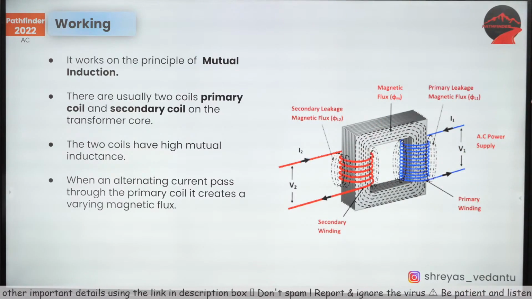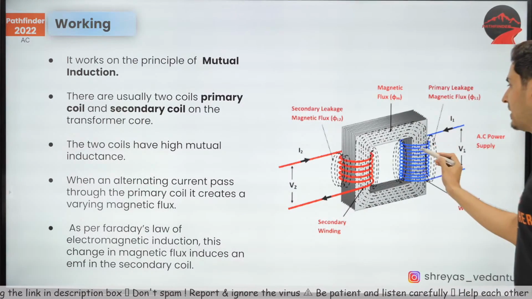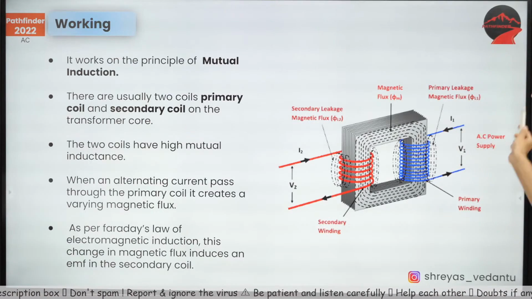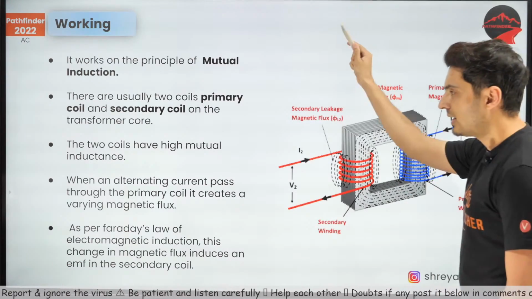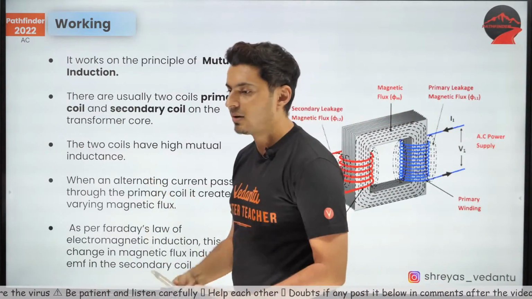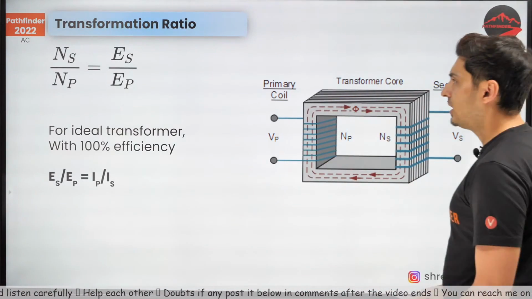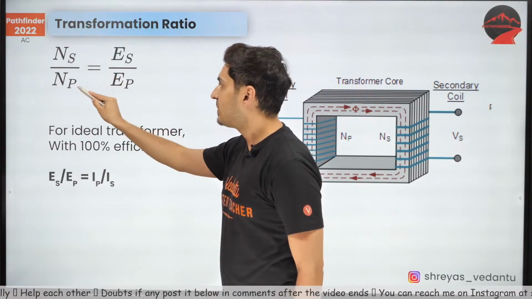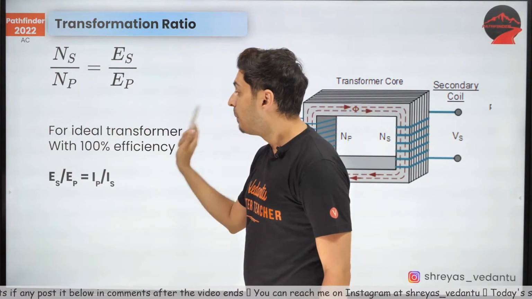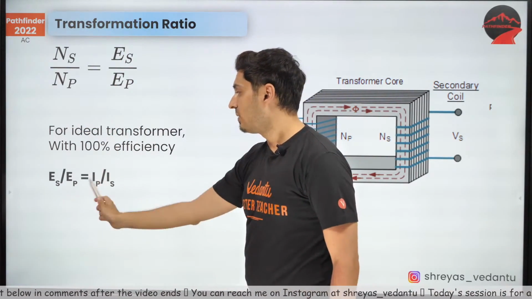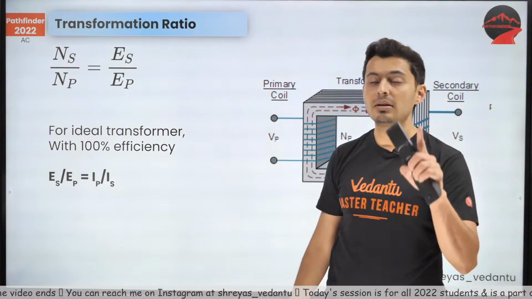There should be negligible losses over there. And when you pass AC current through the primary coil, it creates varying magnetic flux, and that varying magnetic flux creates electricity by Faraday's law in the secondary coil. So that's the basic principle which I explained, and I also gave you the formula for that. The ratio of the turns, NS by NP, will be ES by EP. So voltages are in the same ratio as turns, but voltages and currents are inversely related. Be careful about that, and this is only true for a 100% efficient transformer.